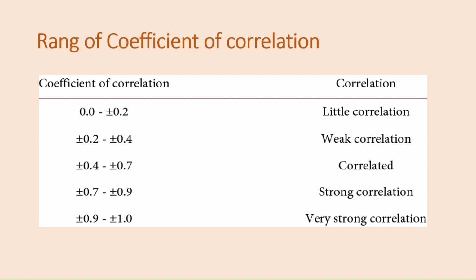Range of coefficient of correlation: 0.0 to plus minus 0.2 is little correlation, plus minus 0.2 to plus minus 0.4 is weak correlation, plus minus 0.4 to plus minus 0.7 is moderate correlation, plus minus 0.7 to plus minus 0.9 is strong correlation, and plus minus 0.9 to plus minus 1 is very strong correlation.